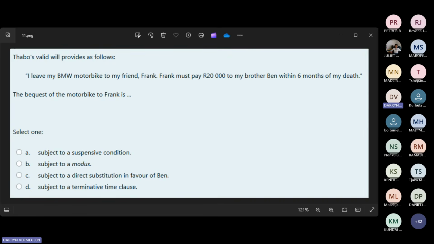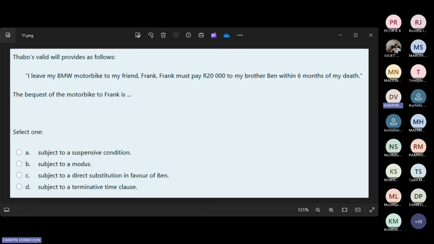And because it's a modus, if Frank doesn't pay that 20,000 within 6 months, Ben has a personal right of action against Frank. So he can take Frank to court to pay that 20,000, because it was one of the obligations as part of the will.